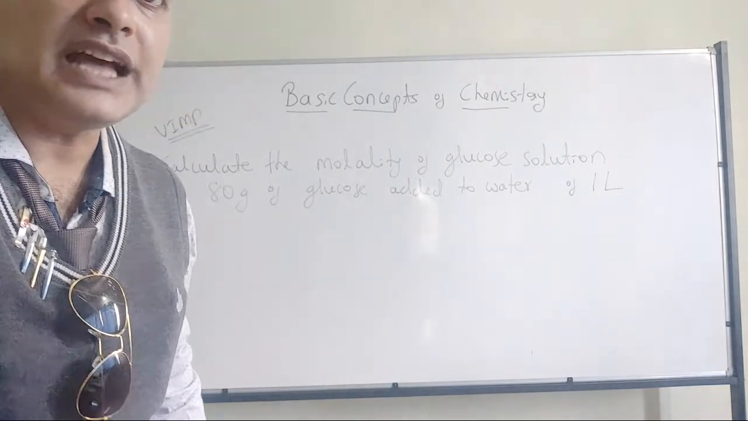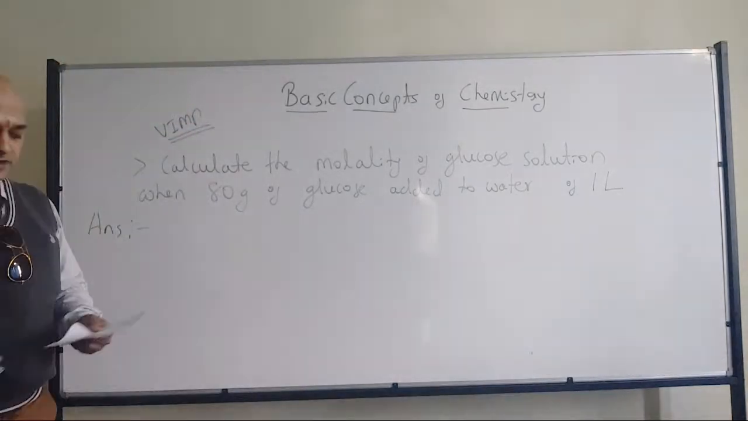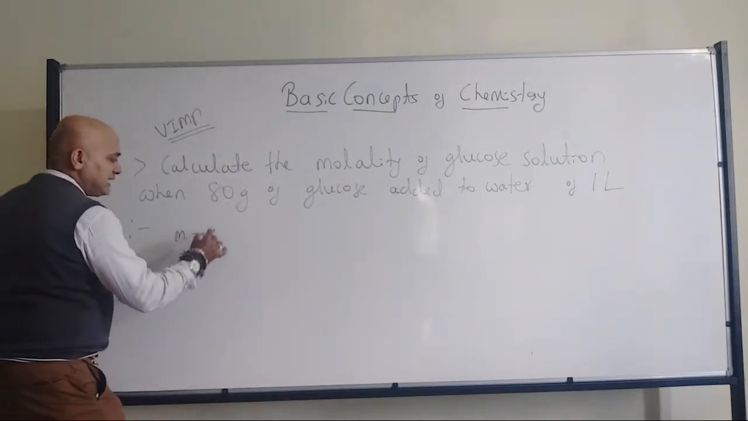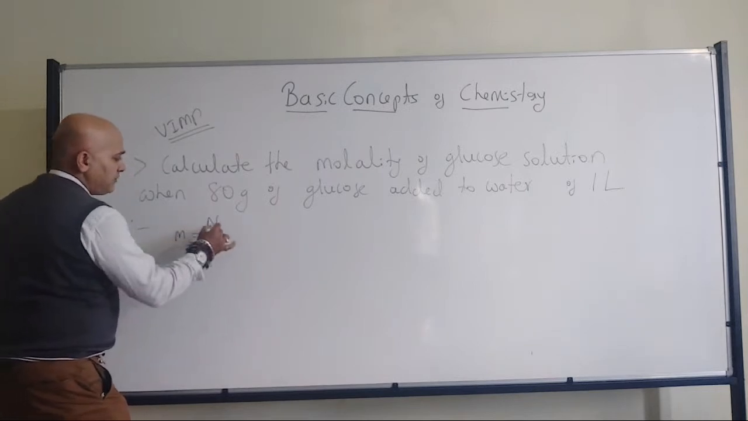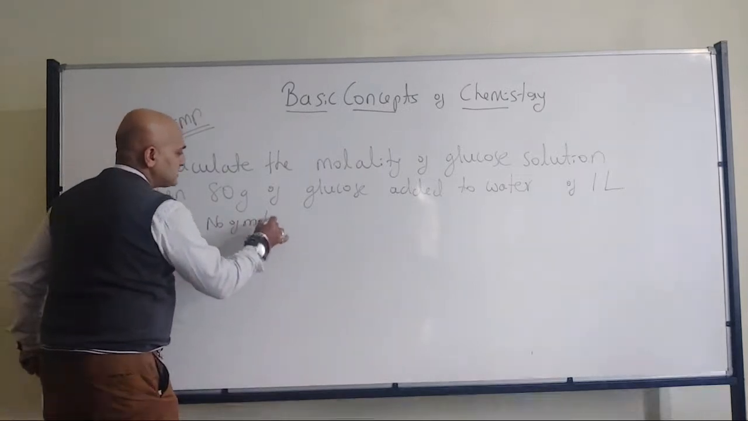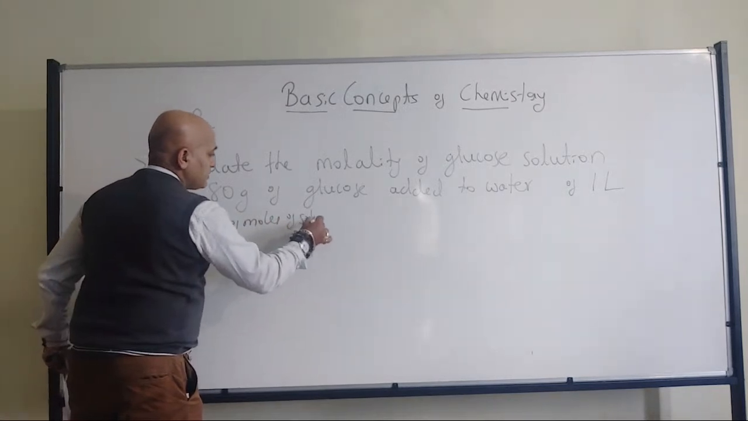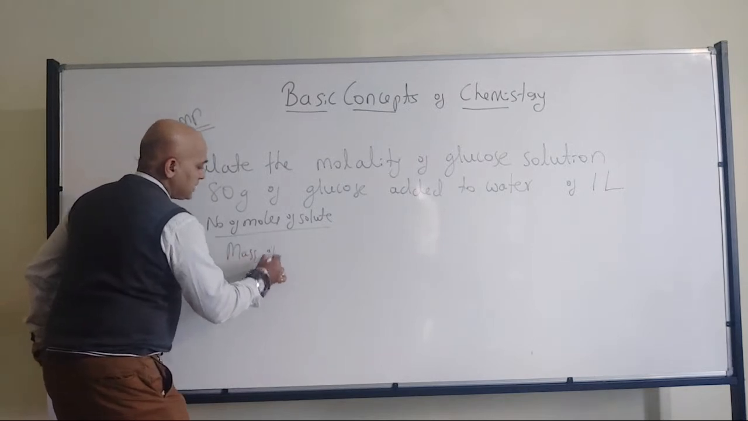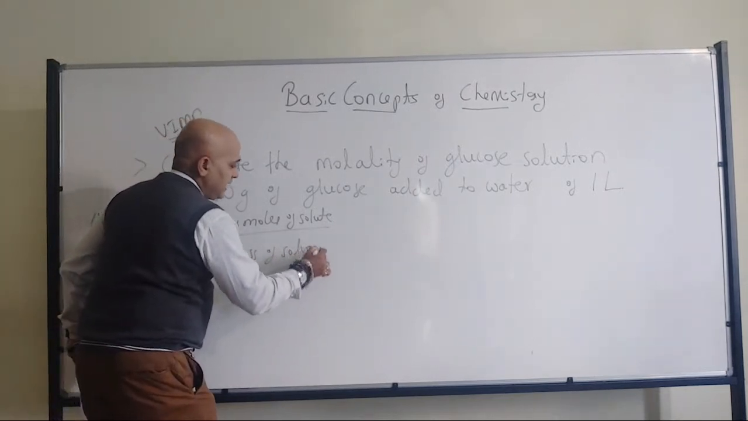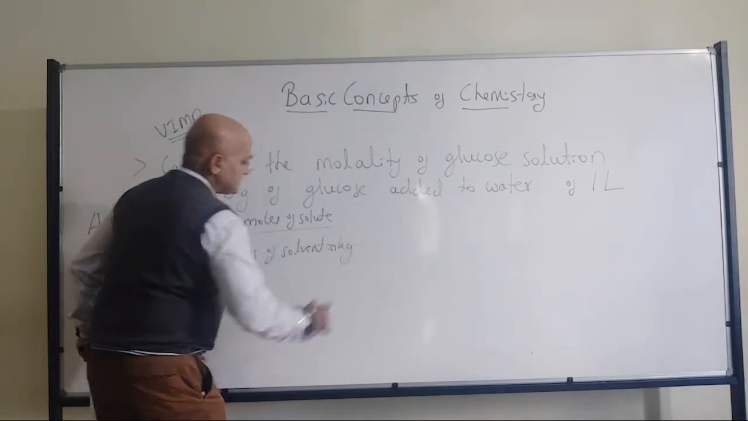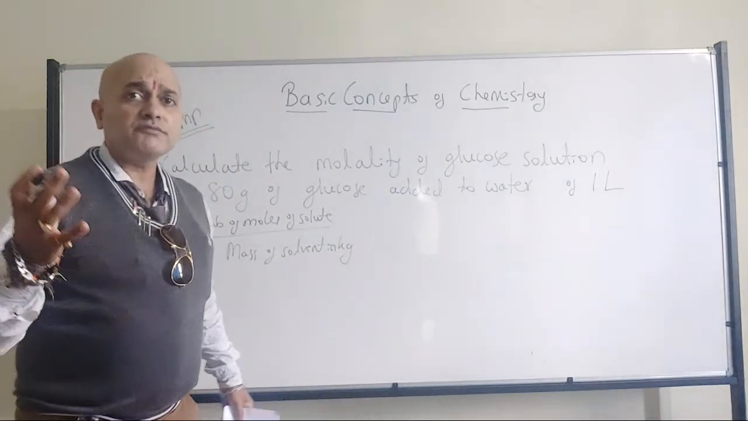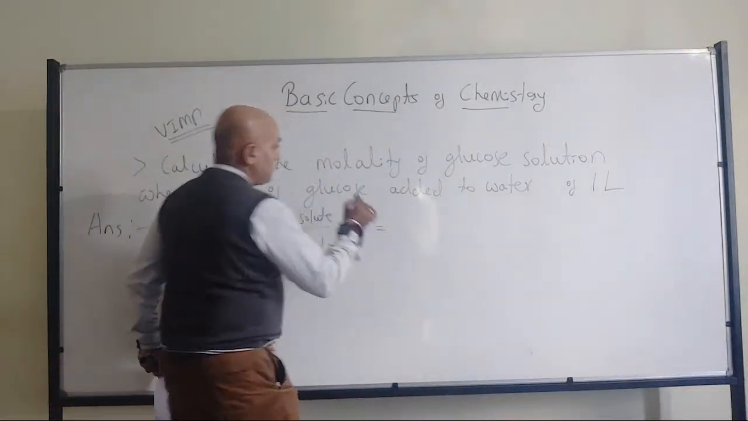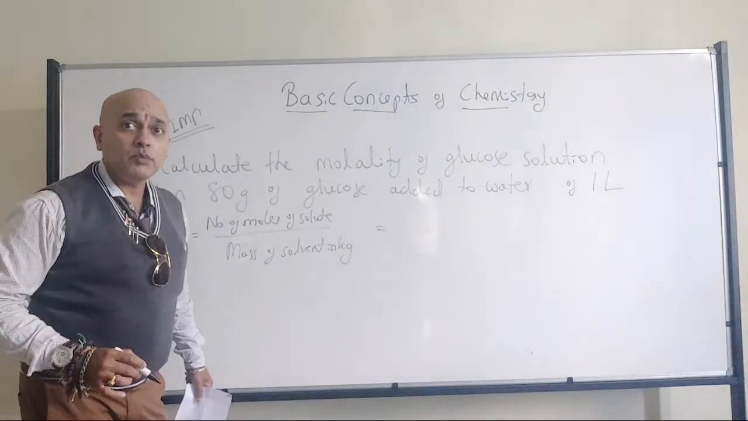Sir, first we should calculate moles. Yes, of course, very good. We have to calculate the number of moles. So, molality is equal to, this is small m, number of moles of solute divided by mass of solvent in kg. That is the definition. Number of moles we don't know. We have to calculate. It is very easy. So that is nothing but given mass divided by molar mass.